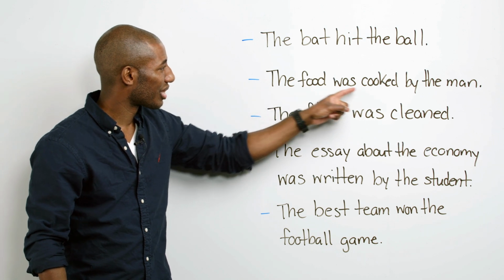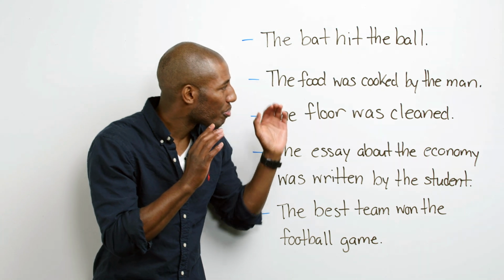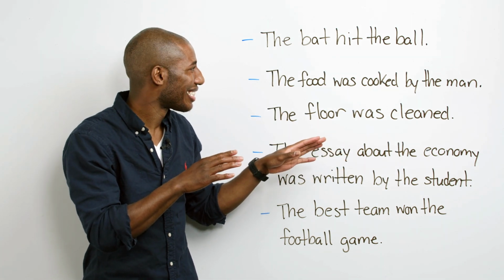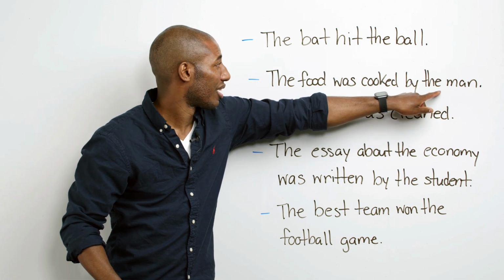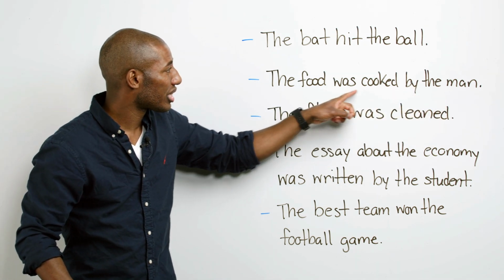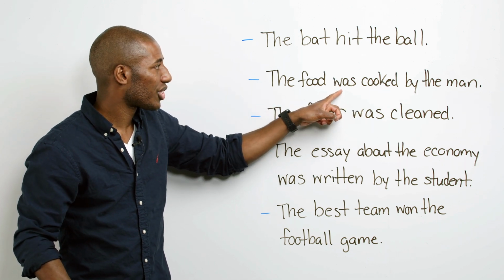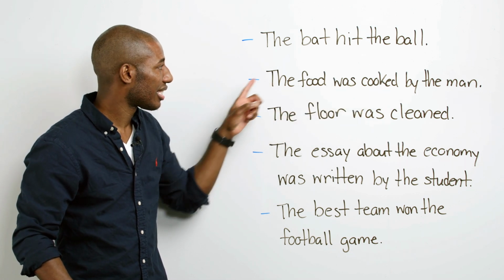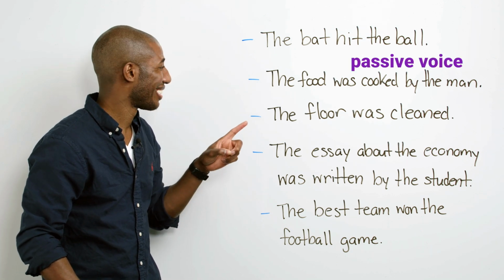The food was cooked by the man. Now, there are some big clues in this sentence. By the man, oh yeah, that's a clue. Also, was cooked. Well, here's our past participle and our to be verb. This sentence for sure is a sentence written in the passive voice.